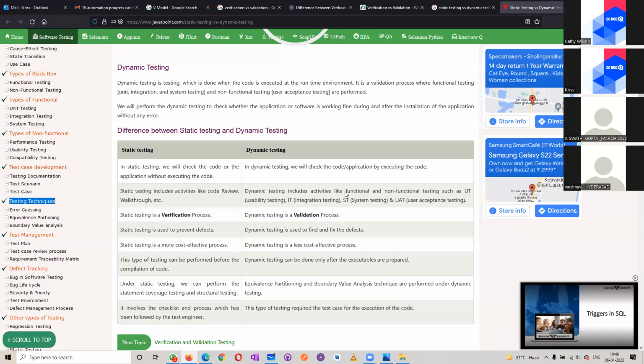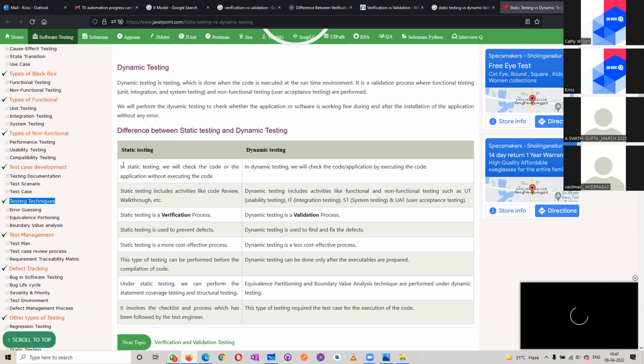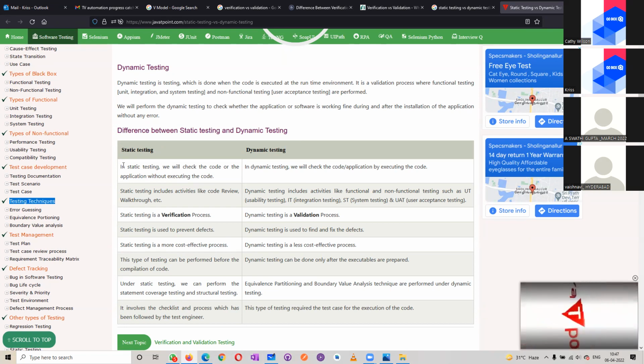See, now we need to understand the static and dynamic, then we can understand where this particular verification and validation will come into the picture. Now let's see the differences between static and dynamic testing. So I'll go a little bit faster here. If you didn't understand, you can stop me for sure.